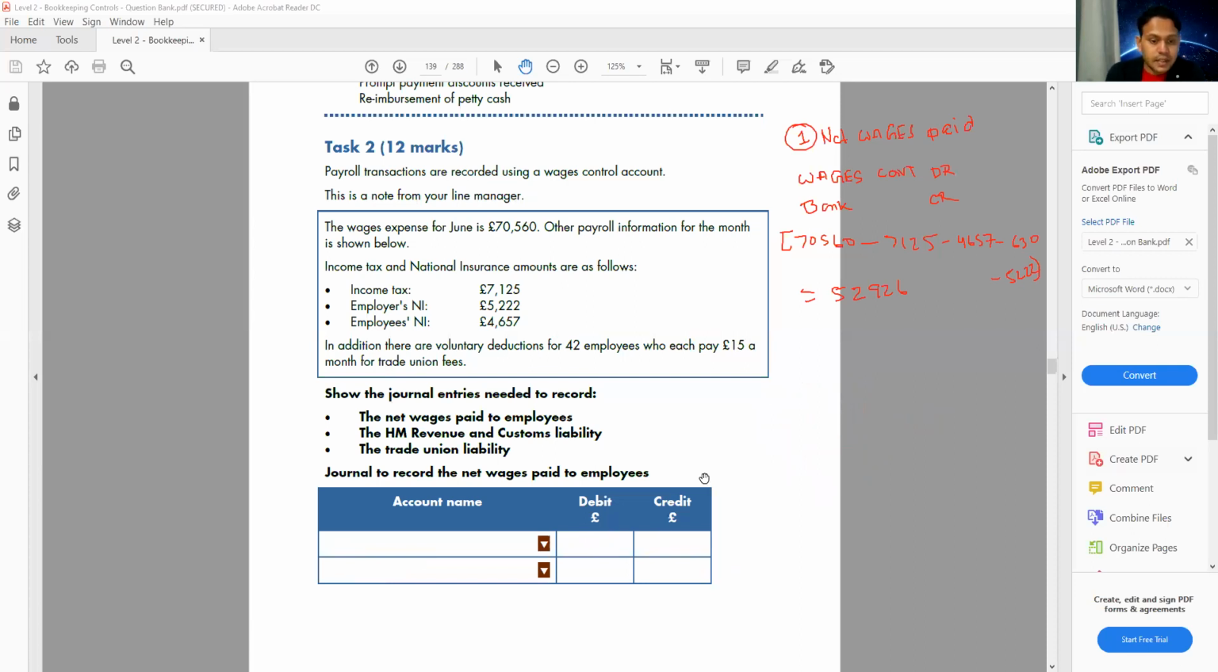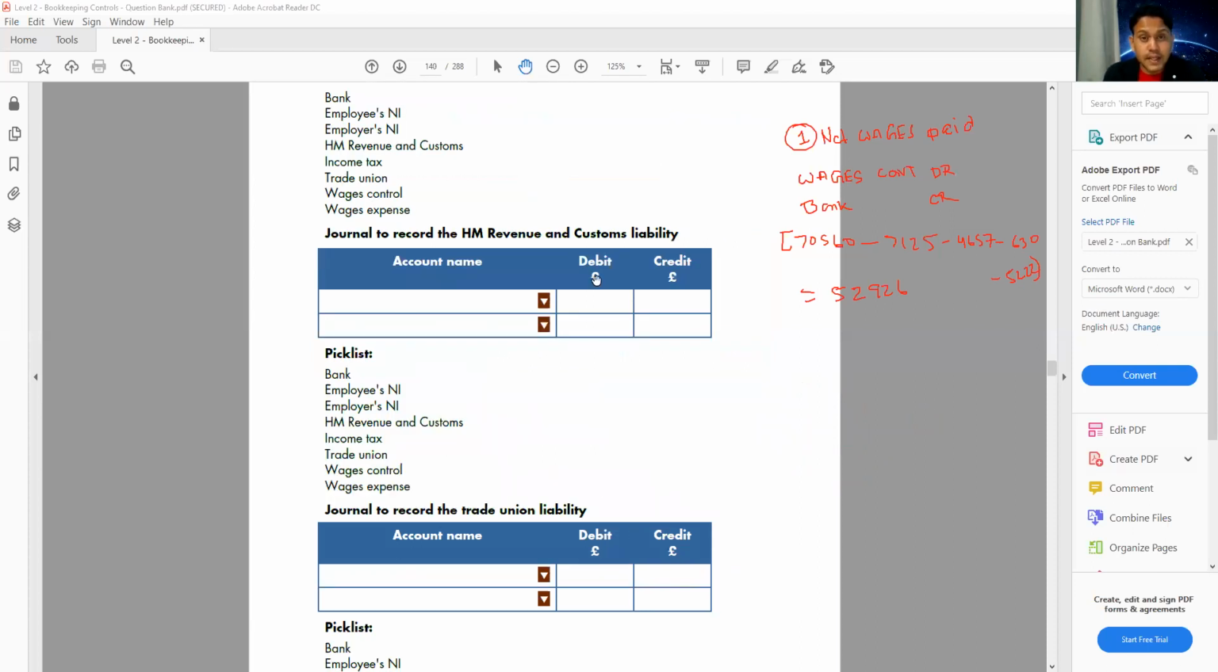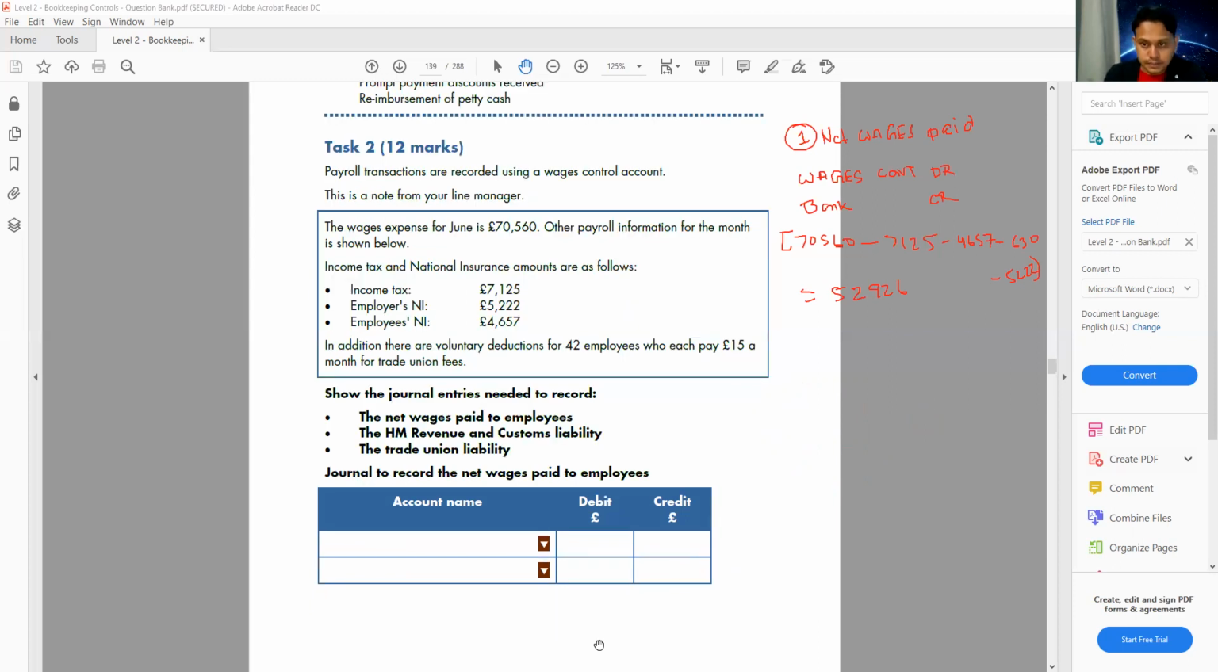Next one here, they said record the HMRC liability. Do you remember what the journal is for HMRC liability? Number 2, HMRC liability. The journal is wages control debit, and HMRC credit. HMRC is a liability. You have to pay the tax to HMRC. So HMRC is always credit anyway. And if we know HMRC is a credit, then we know what the debit will be. Debit will be wages control.